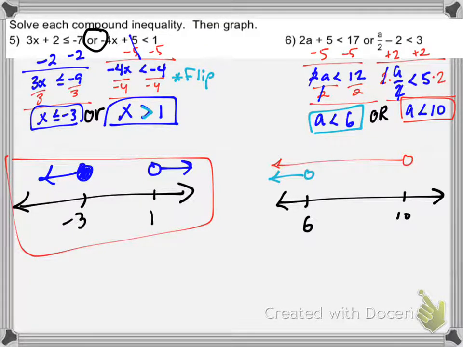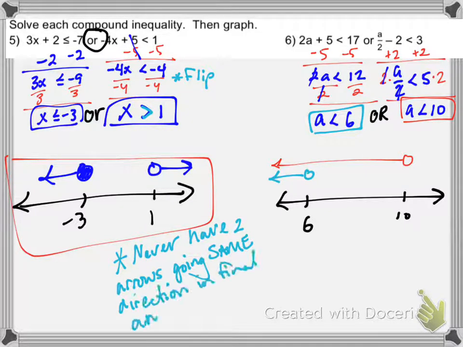Since it's an OR statement, anywhere one or two of them is true is covered. So both of them are true from here over. One of them is true from here over. Since it's an OR statement, the red is actually the final answer. All right, so it's going to be from here over.